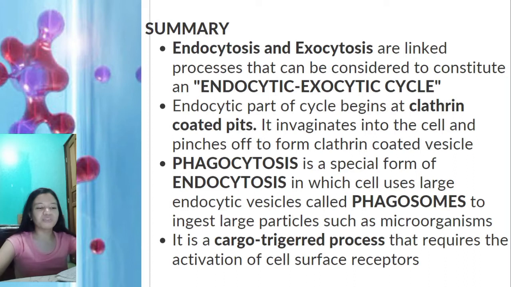While phagocytosis is a special form of endocytosis in which cells use large endocytic vesicles called phagosomes in order to ingest large particles such as microorganisms. And then phagocytosis is a cargo-triggered process that requires the activation of cell surface receptors. So, the best characterized trigger of phagocytosis is our antibodies.